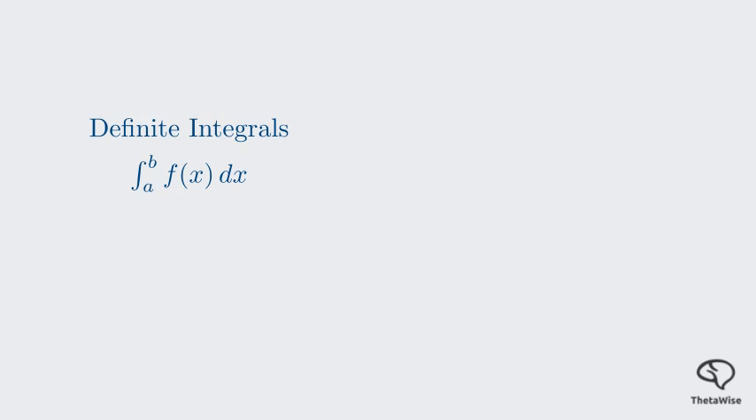Geometrically, the definite integral of a non-negative function f from a to b represents the area of the region bounded by the graph of f, the x-axis, and the vertical lines x equals a and x equals b. Imagine a curve f of x. The definite integral from a to b is the exact area of the shape under that curve. How do we calculate this area?